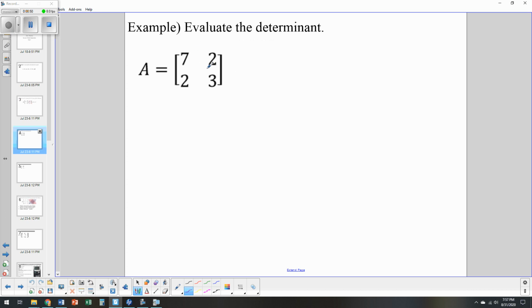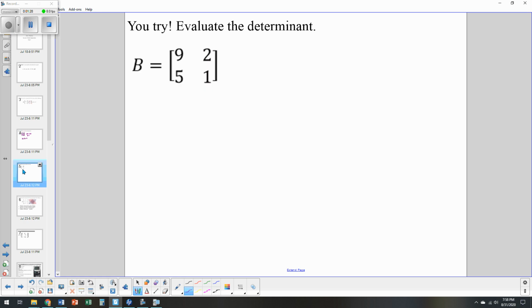So on our first one here, this is the down one, so 7 times 3 minus the up one, 2 times 2. So this is going to be 21 minus 4, which means the determinant of A is 17. All right, that's the value of that. And we're going to really learn why we need to know the determinant later once we get to the inverse. So you're going to go ahead and try this one. You can pause and I will show the answer.